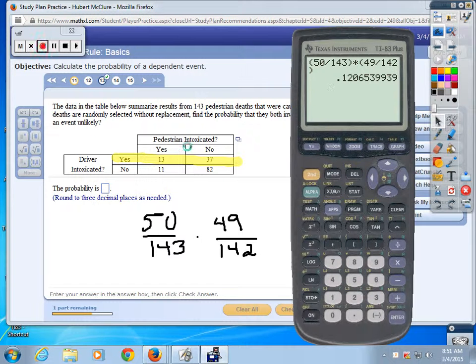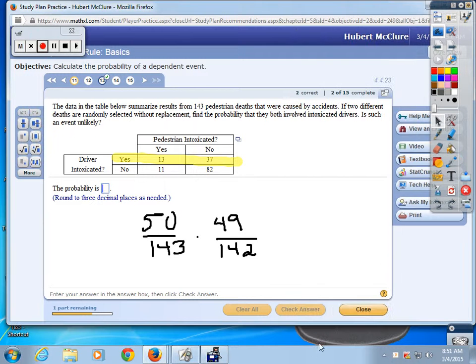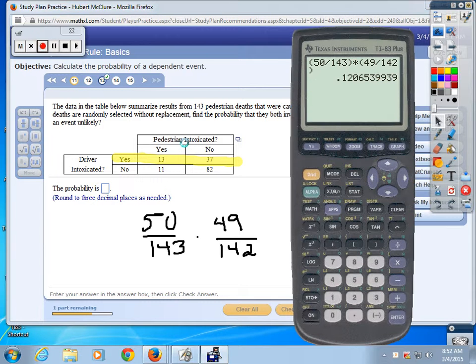So if you put all these people's names in a hat, and you put beside their name if they were intoxicated as a driver, intoxicated as a pedestrian, or not intoxicated, and you just pull one out, what is the probability that the driver was intoxicated? You're talking about a 12% chance, or a 0.12 probability. Round to 3 decimal places: 0.121.